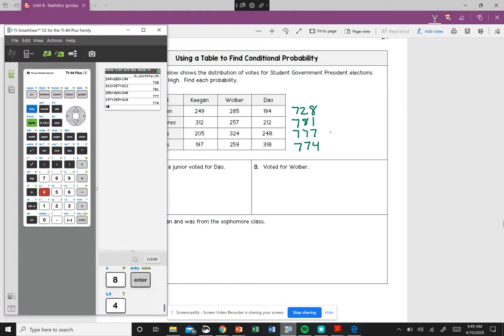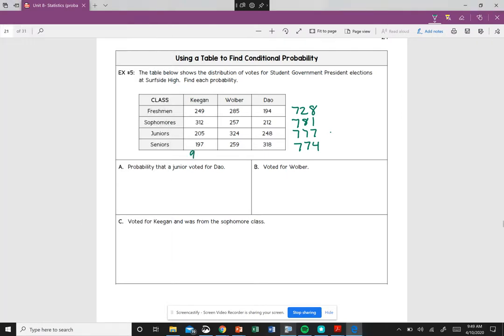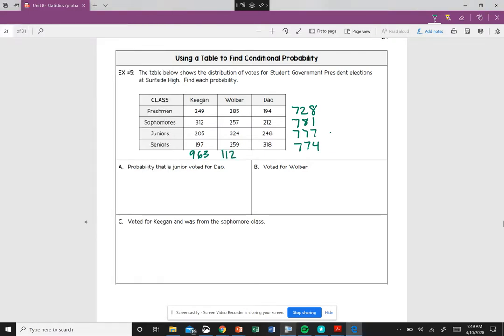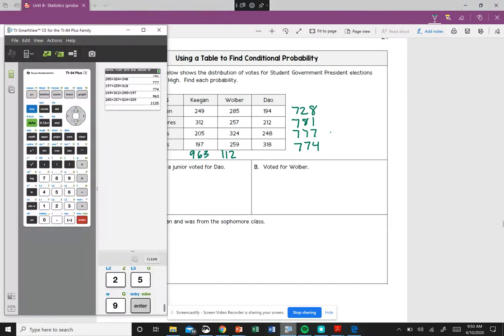So we're going to do 249 plus 312 plus 205 plus 197. That's a lot of numbers. So 963 people voted for Keegan. All right, let's do 285 plus 257 plus 324 plus 259. We get a total of 1,125 votes for Wolber. I got distracted. I forgot what my number was.